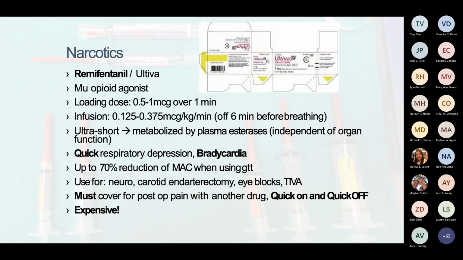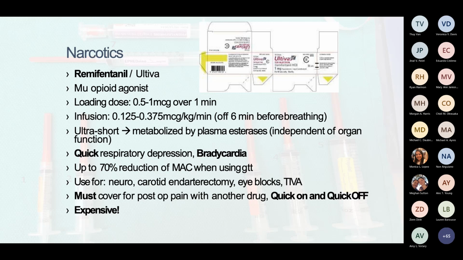The nice part about that is it goes away very quickly. So if it's somebody that maybe succinylcholine is contraindicated for some reason, but you still want to intubate them, you could consider doing it with propofol. But if it's somebody that is maybe not stable enough for propofol, you may consider using remifentanil for that as well. Ultra short acting, it's metabolized by plasma esterases. You'll probably see that again.